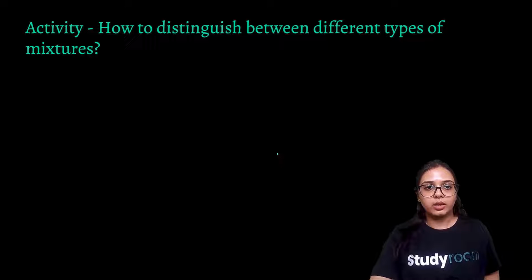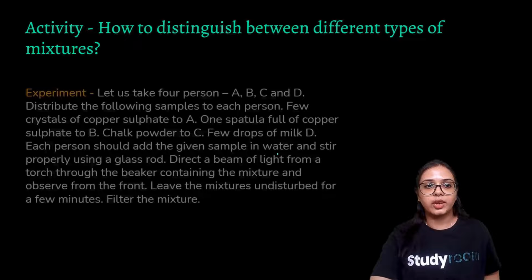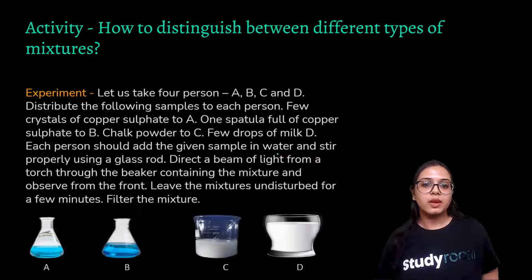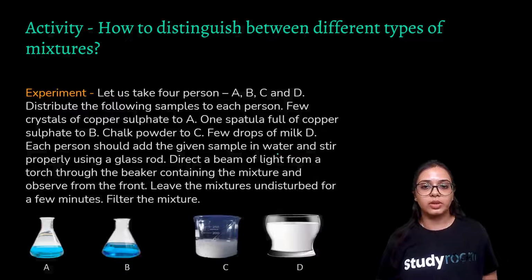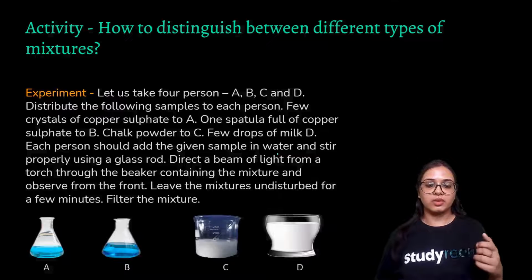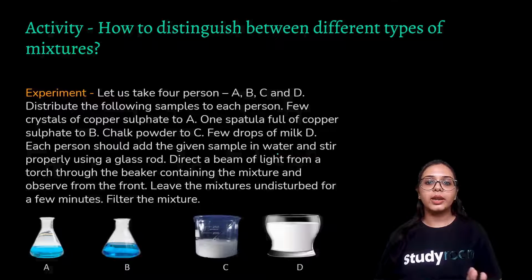Let's demonstrate another activity on how to distinguish between different types of mixtures. So let us take again four persons A, B, C and D. Distribute the following samples to each person. Few crystals of copper sulfate to A, one spatula full of copper sulfate to B, chalk powder to C, few drops of milk to D. Each person should add the given sample in water and stir properly using a glass rod. Direct a beam of light from a torch through the beaker containing the mixture and observe from the front. Leave the mixtures undisturbed for a few minutes, then filter the mixture.